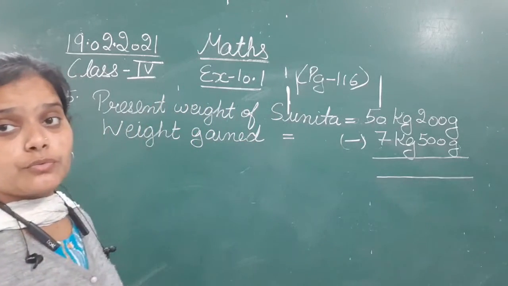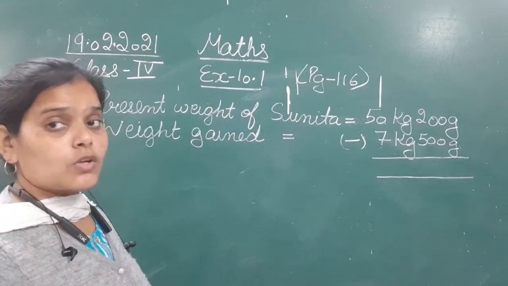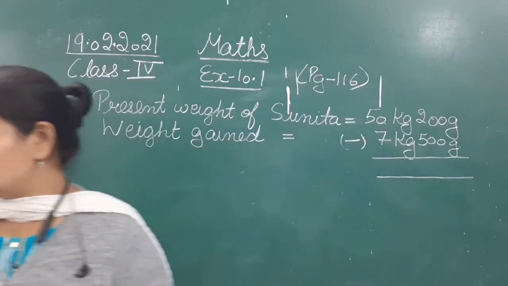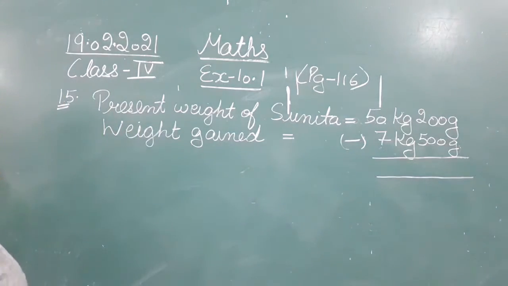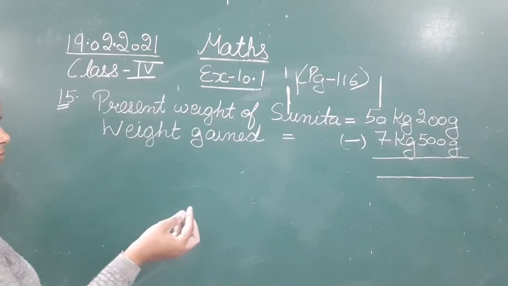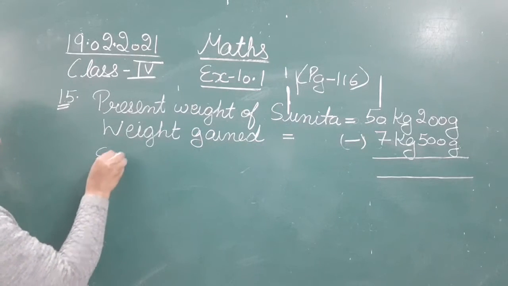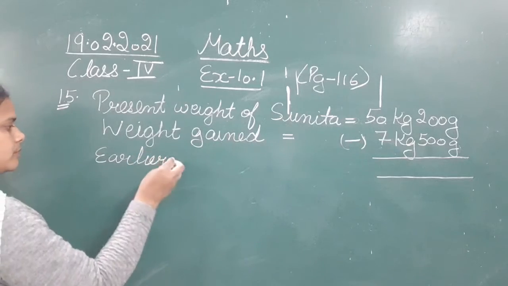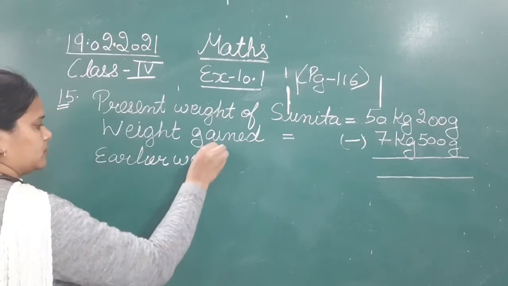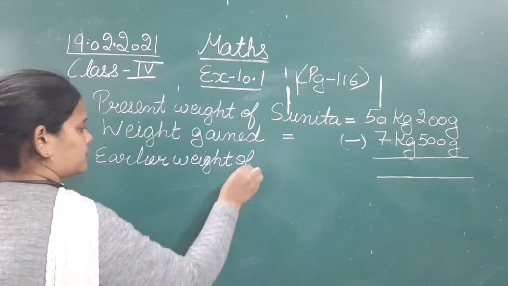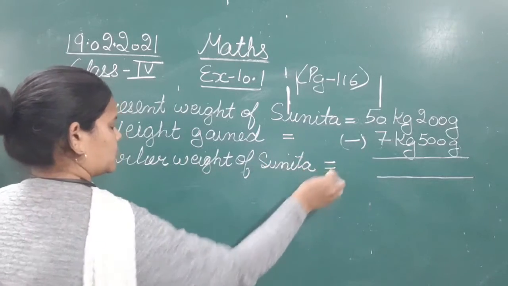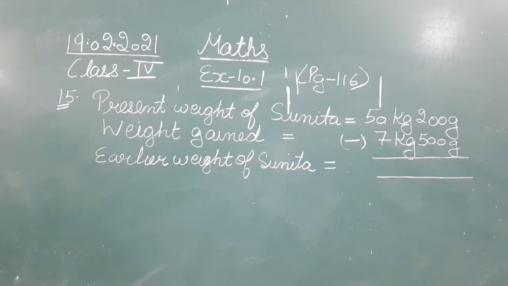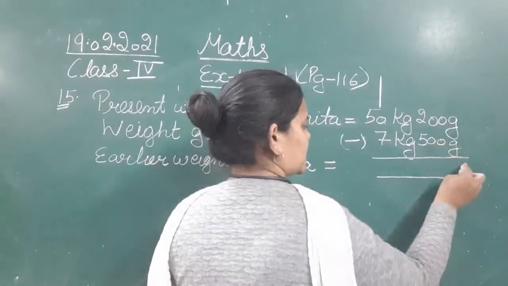Now we need to find out what was her earlier weight. question में हमारे पास क्या दिया बेटा, the question is what was her weight earlier. Earlier weight of Sunita we need to find out. निकालिए सुनीता का जो पहले वेट था वो हमें अब निकालना. Earlier weight of Sunita. Okay, so that is gram.